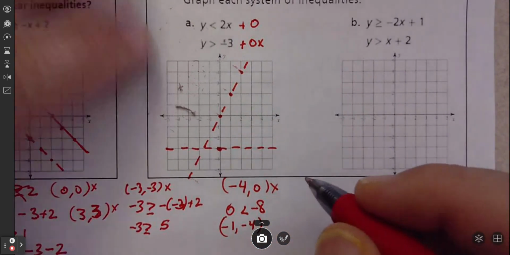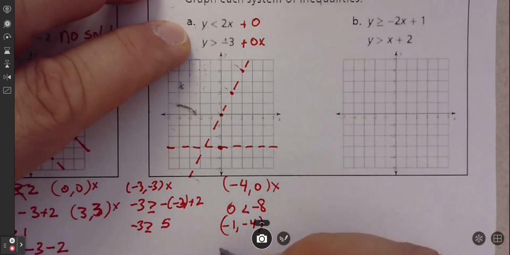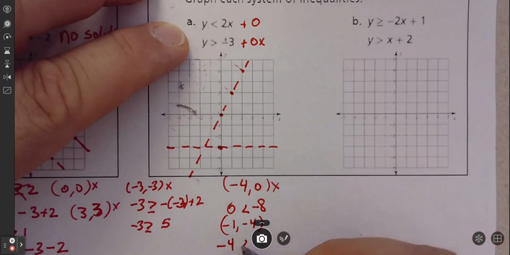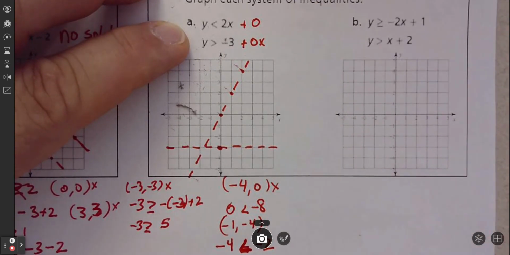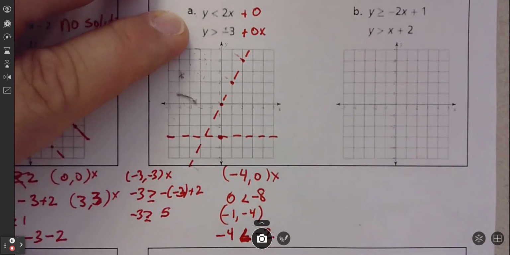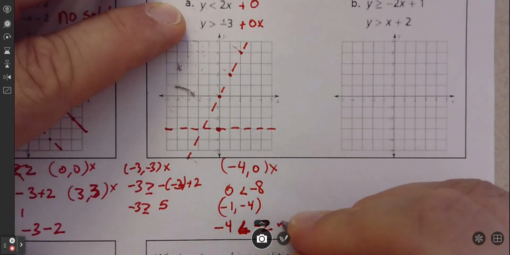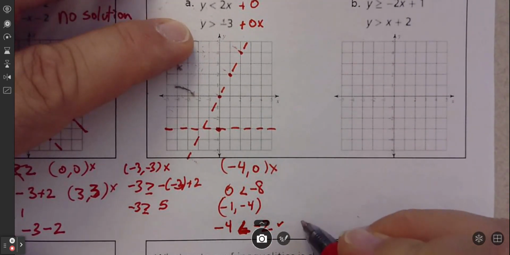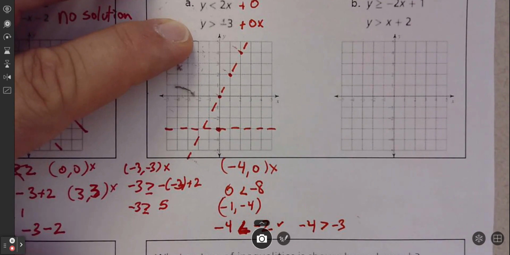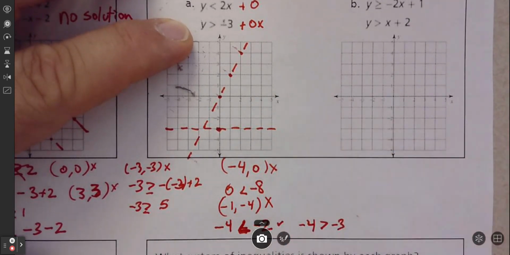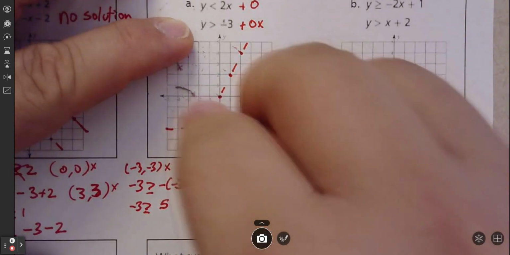Okay, so then I plug that in. I go -4 is less than or equal to 2 times -1, -2. So that worked. So far we need a double check. And then -4 is greater than -3. No. So that's bad. So that region's no good.